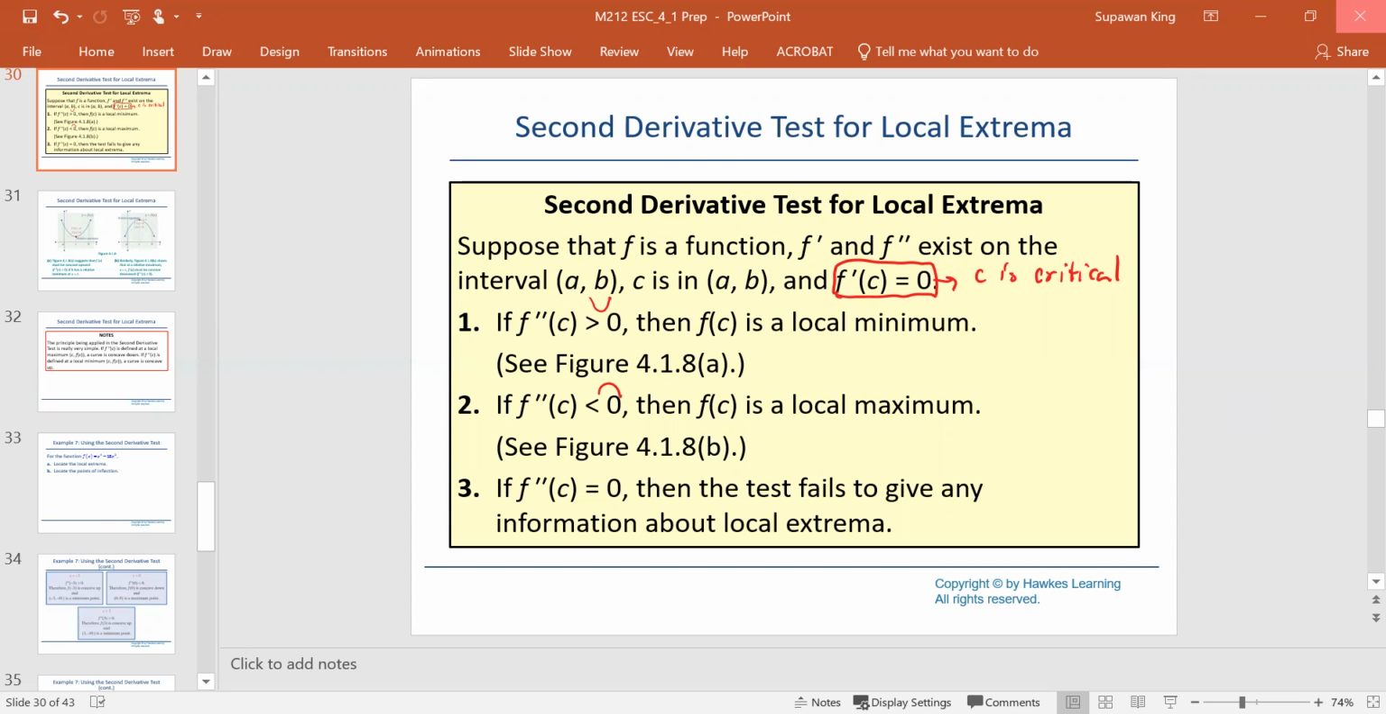The quick tip for this: for the function concave upward, if C is located in that interval, recall C is the critical value from f prime of C equals 0, so we have the horizontal tangent there. So the point C is the local minimum within that interval. For f double prime less than 0, the graph is concave down, and the point C is located in that interval, and the slope of the tangent line at the point C is 0. Therefore, C is the local maximum for the function within that interval.